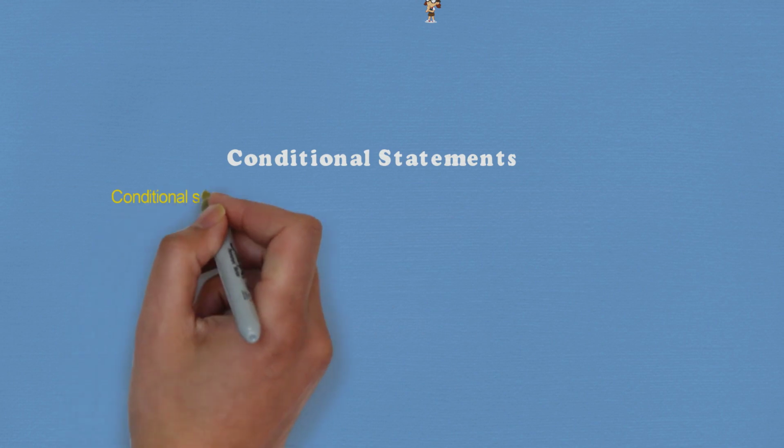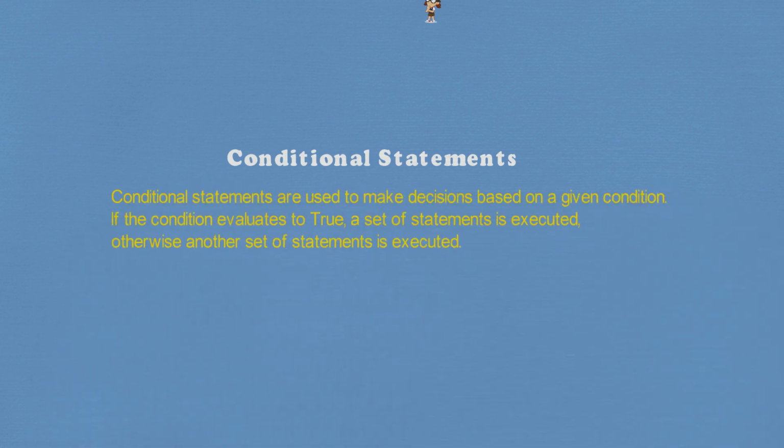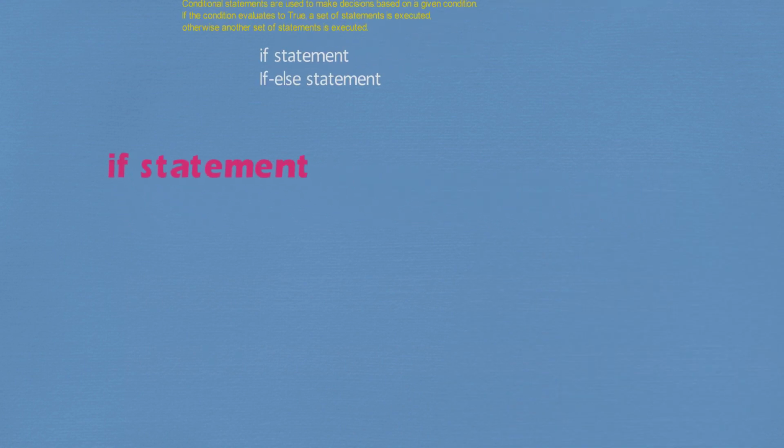Conditional statements are used to make decisions based on a given condition. If the condition evaluates to true, a set of statements is executed, otherwise another set of statements is executed. Every programming language provides a structure for decision making. C++ also provides this structure. There are two statements used for decisions in the C++ language, known as the if statement and the if else statement.